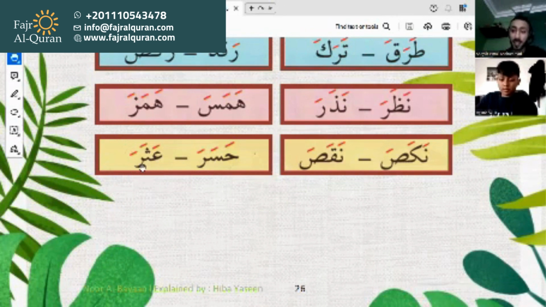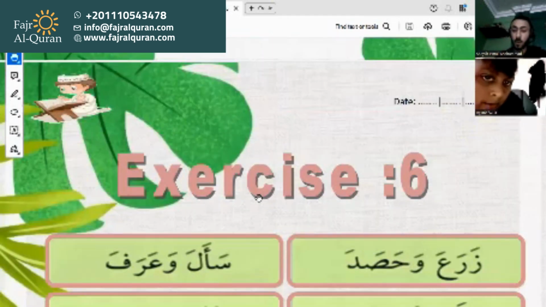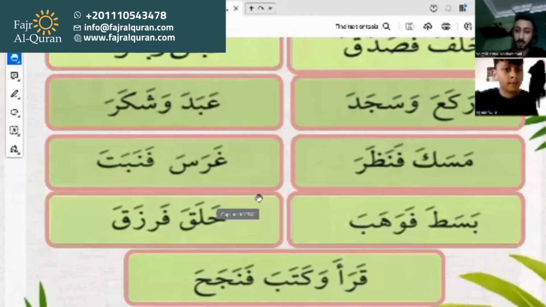The last one is not long. It's short. It's one of the short vowels, so it requires only one count. Atharo. And this one is the same. Apply the same here. حسر. Great.